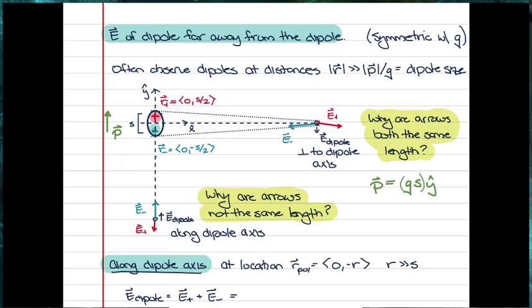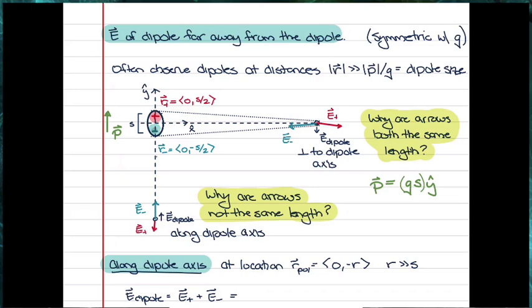So here's, again, the dipole itself, right? The positive is here, the negative is here. I'm going to put my origin dead in the center, and that's what these lines are, the axes. So then, if the charges are separated at a distance s, then the positive charge is located at 0, s over 2, right? That's just above the origin. And then the negative charge is located at 0, negative s over 2, a little bit below the origin.